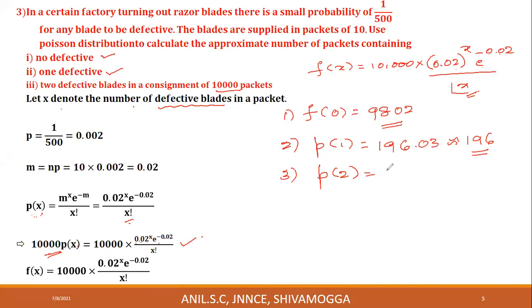1.960. Is that correct? 1.960. Yes, sir. This is approximately 2 packets because the outcome is the number of packets. It cannot take a fractional value. So approximately 1.9 can be approximated to 2 packets.